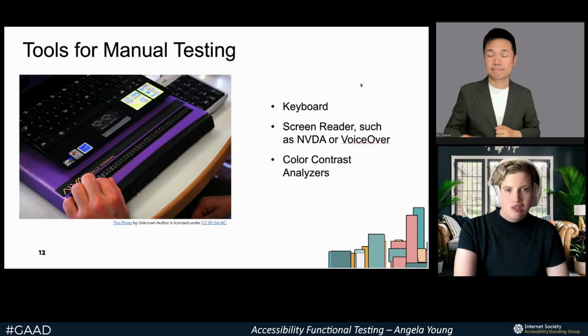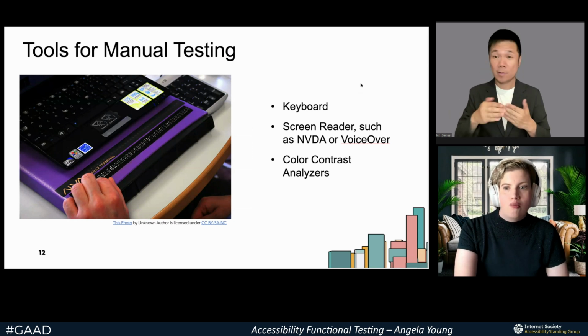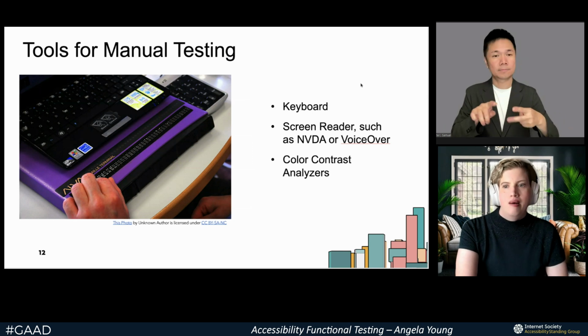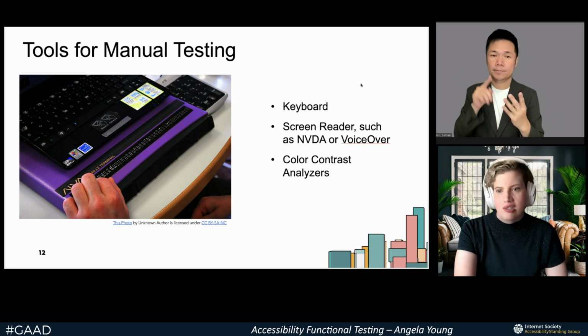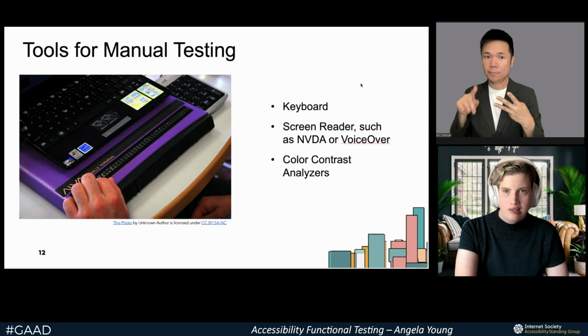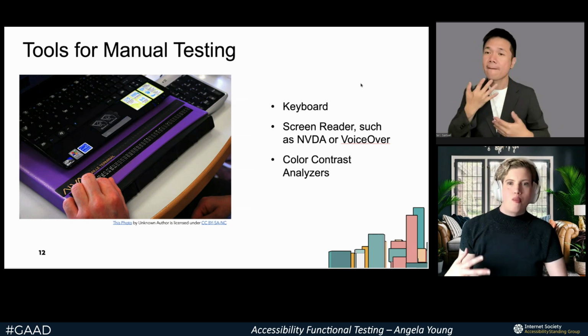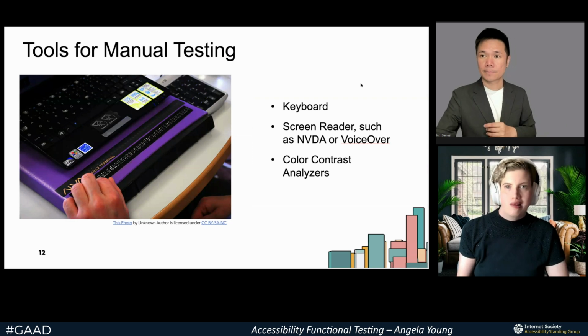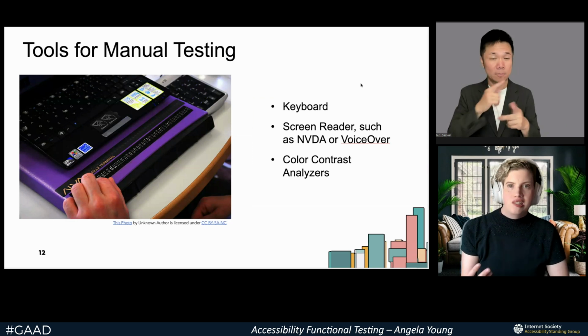So if you're going to get started in manual testing, you really only need 3 things. You need a keyboard, you need a screen reader, you can either use NVDA or VoiceOver, there are some other ones out there, and then you also need some sort of color contrast analyzer. Now, of course, when you're getting into manual testing and you're doing a bit of a deeper dive, there are some other components, but for the purposes of this presentation as being more general, those are really the 3 things you need.